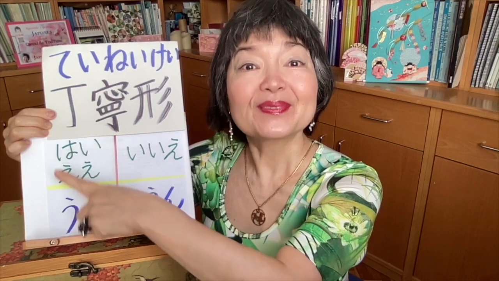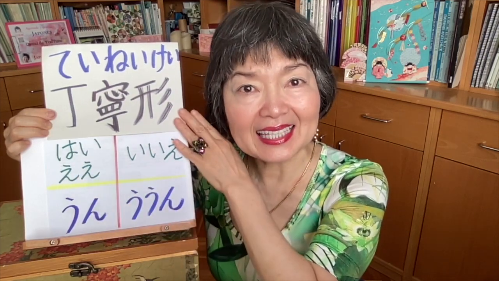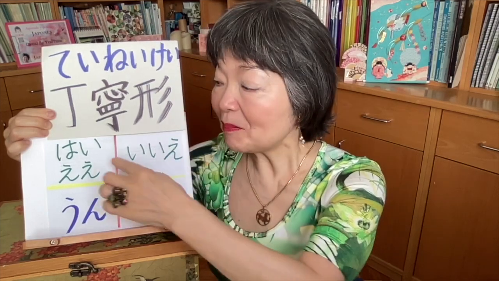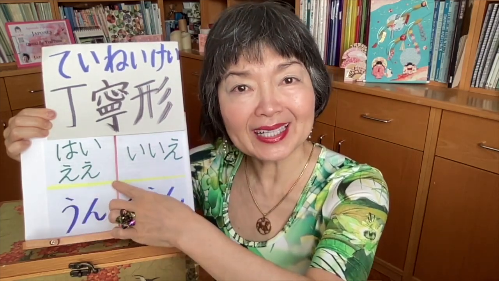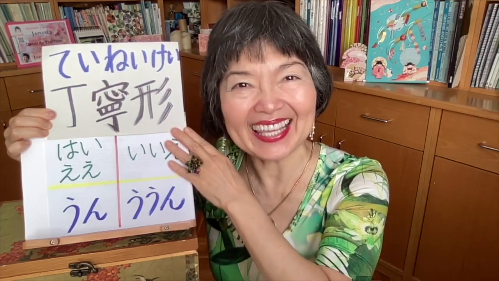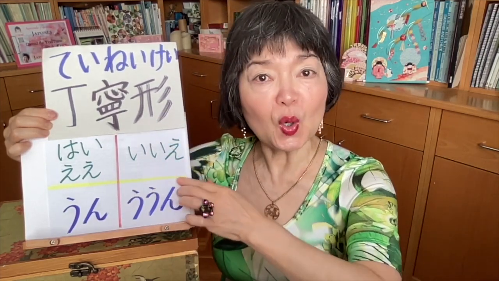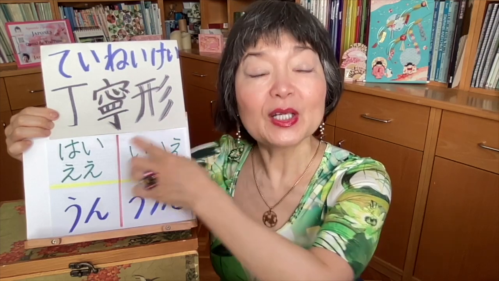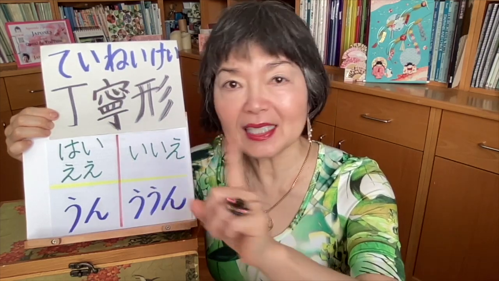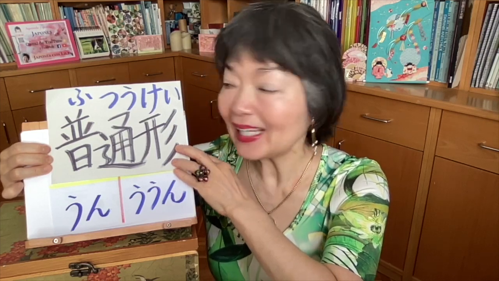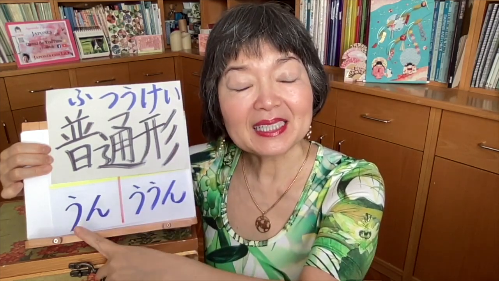Hi. A. This is in 丁寧形. This is a polite form. Hi. A. Maybe A is a little bit milder than hi, but both are yes. And to say no in 丁寧形, いいえ, いいえ. Now in the plain form, 普通形, to say yes, it's yep, like this.